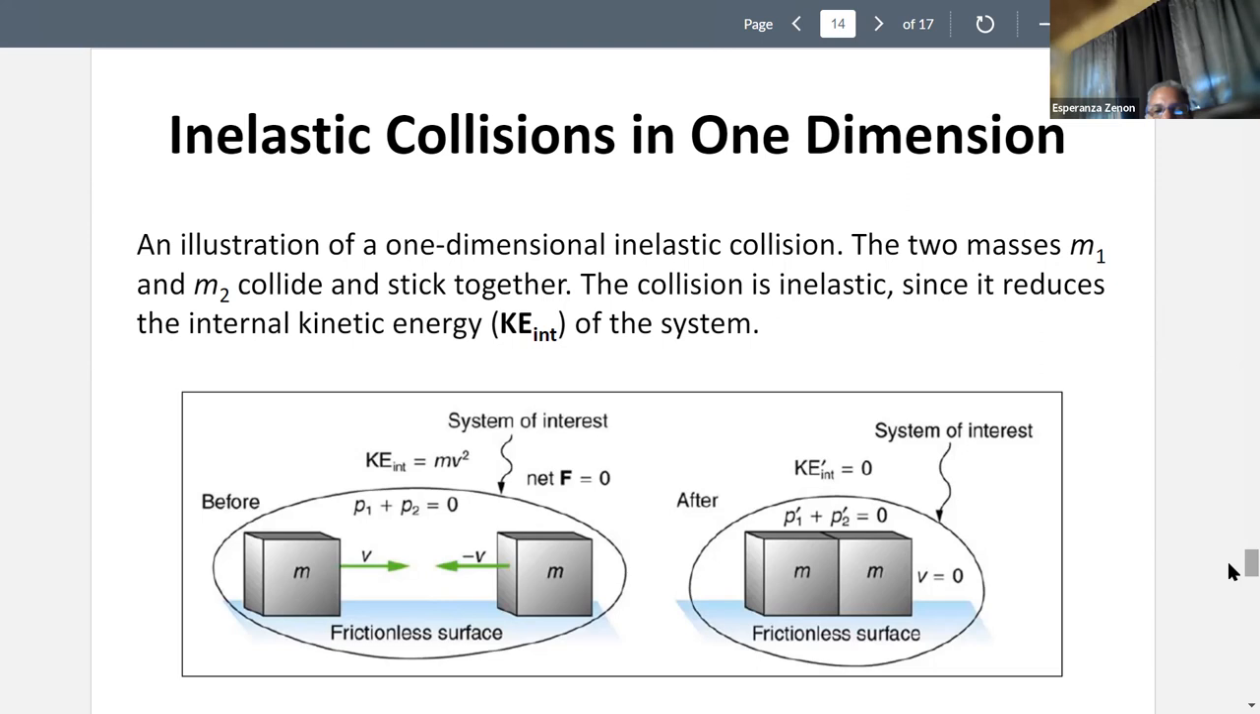And notice that the objects are stuck together after the collision. Okay? Meaning we no longer have two separate objects. We have now one more massive object, right? Because we take the masses of both of them and add them together. The other important thing, as I mentioned, is if the two objects are stuck together, they have to move with the same common velocity afterwards. You can't be stuck to something and move at a different velocity than it does.